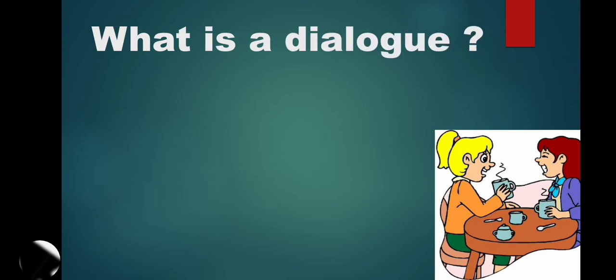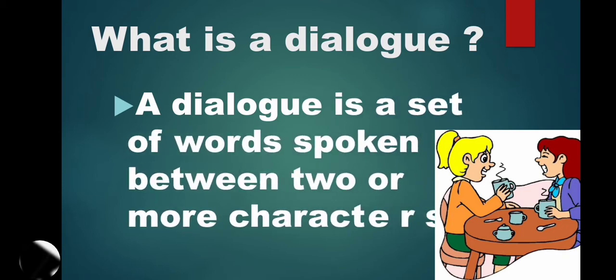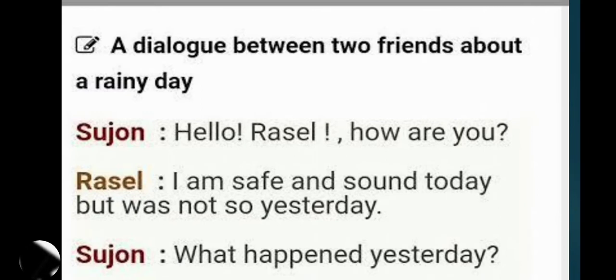Here comes the definition. A dialogue is a set of words spoken between two or more characters. Here we have an example of a dialogue which is spoken between two friends on a rainy day.